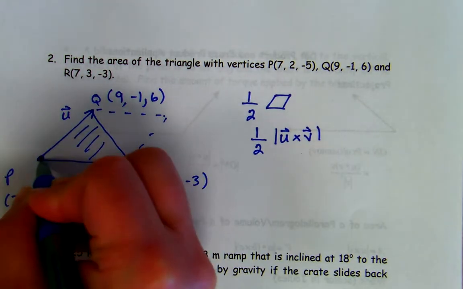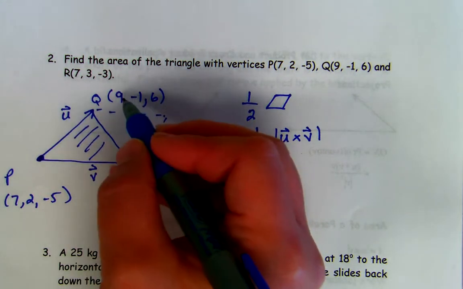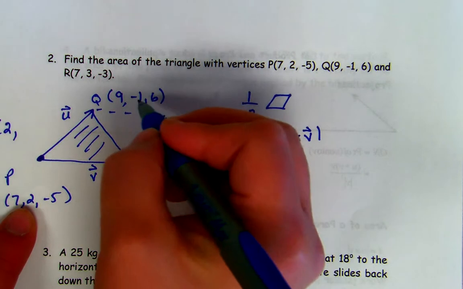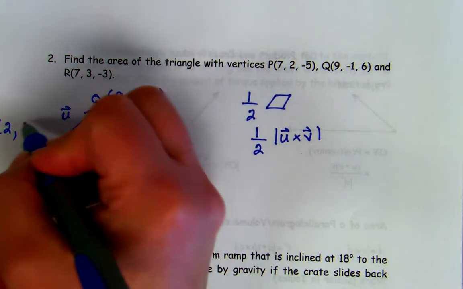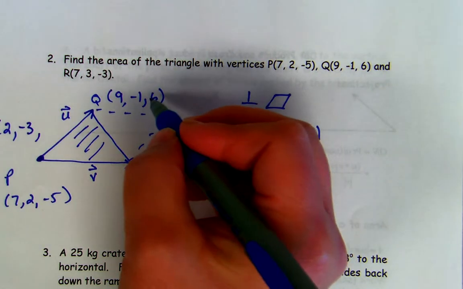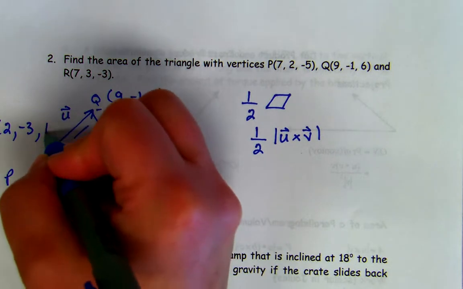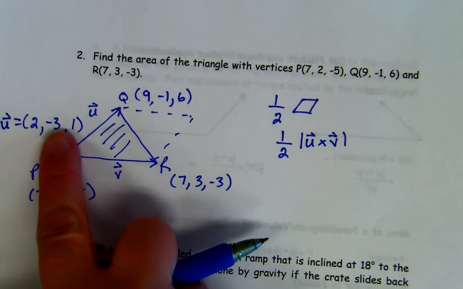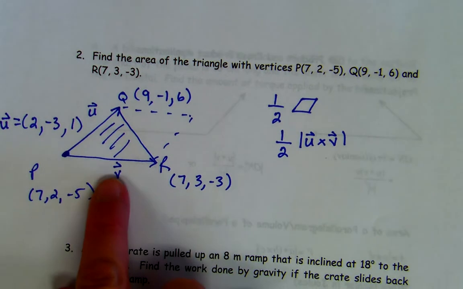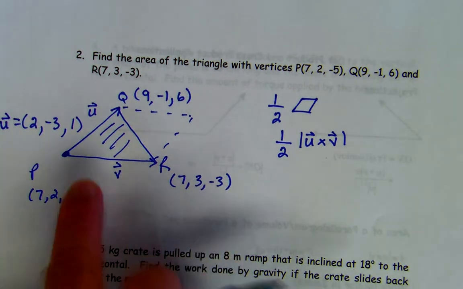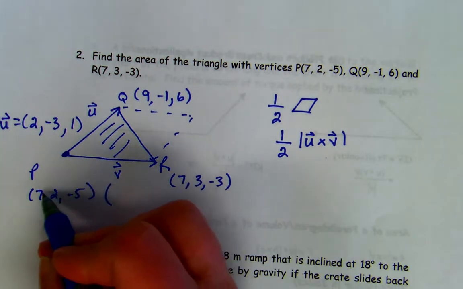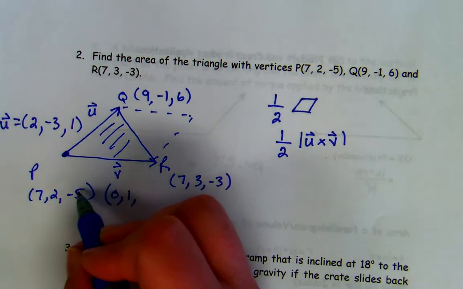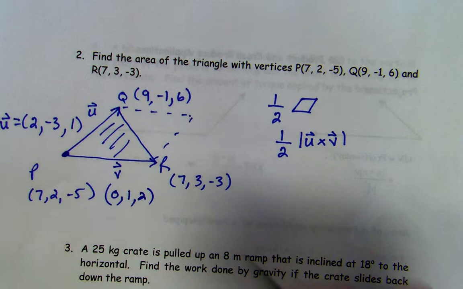They need to be locked tail to tail, so I have to backwards subtract. So 9 subtract 7 would give me 2. Negative 1 subtract 2 would give me negative 3. And 6 subtract negative 5 would give me 1. So vector U is equal to 2, negative 3, 1. I'm going to find vector V. It goes from P to R, so I have to backwards subtract. So 7 subtract 7 is 0. 3 subtract 2 is 1. Negative 3 subtract negative 5 is positive 2.